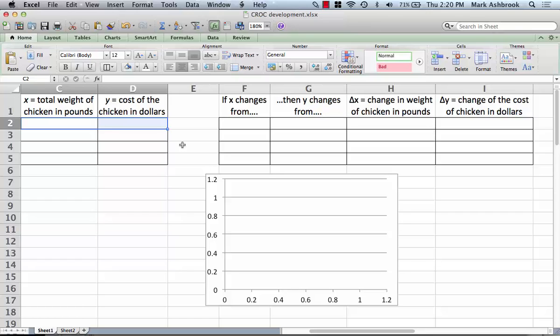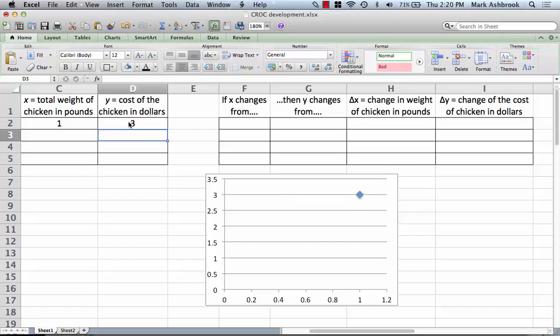How did I do defining those X and Y? Did I take care of everything that we talked about for defining variables? Sure thing. And so at this particular store, chicken is $3 a pound. So if I bought 1 pound of chicken, so when X is 1, what's the value of Y? 3. And when I do that, I've got this graph down here, I get a point.